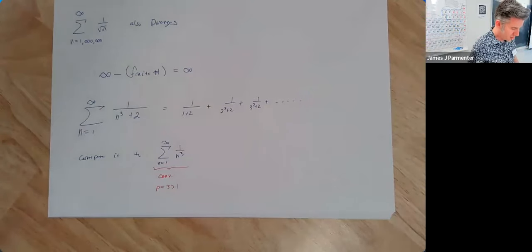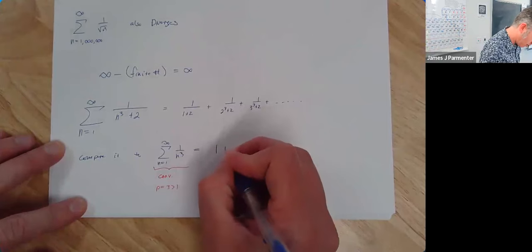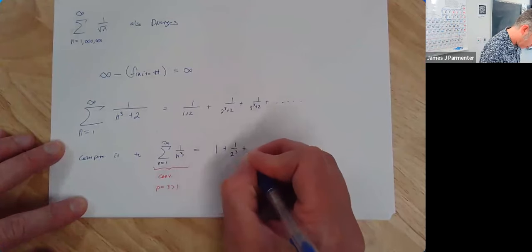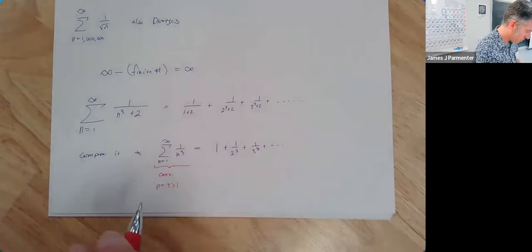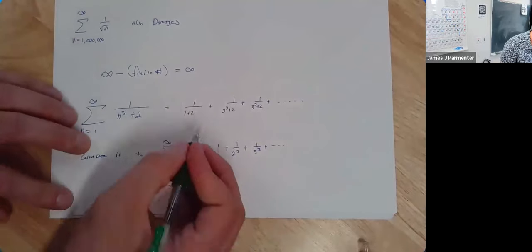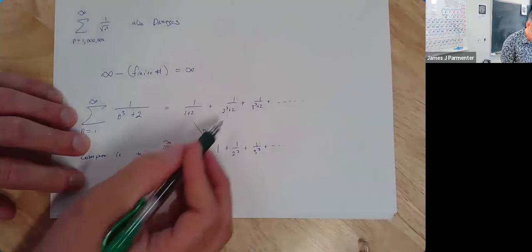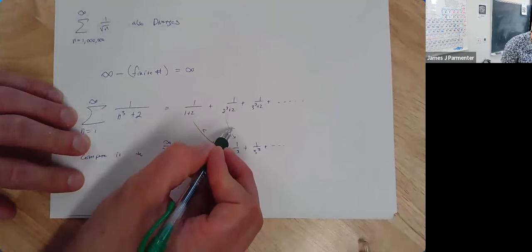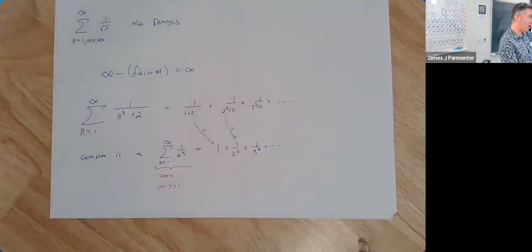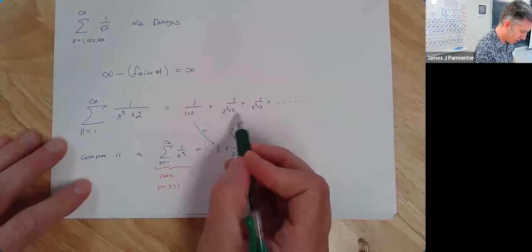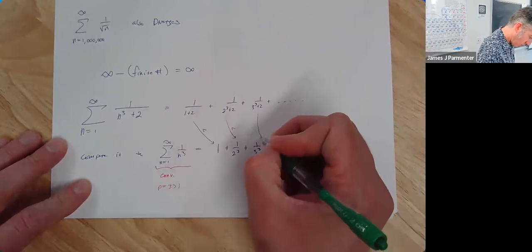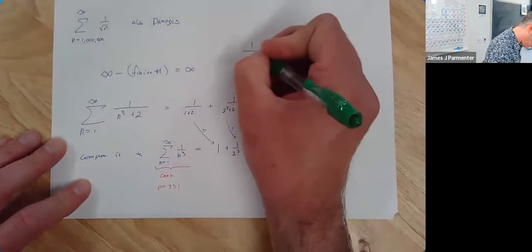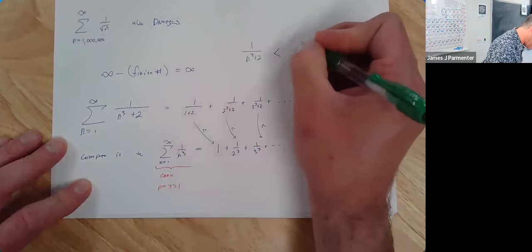So what we're going to do is say, well, look, this is 1 plus 1 over 2 cubed plus 1 over 3 cubed, and so on and so on. And look at this. This term here, 1 over 1 plus 2, is definitely less than 1. And this term here, 1 over 2 cubed plus 2, is definitely less than 1 over 2 cubed. Right? If your denominator is larger, your fraction is smaller. So this is less than that, this is less than that, or more generally, 1 over n cubed plus 2 is always less than 1 over n cubed.